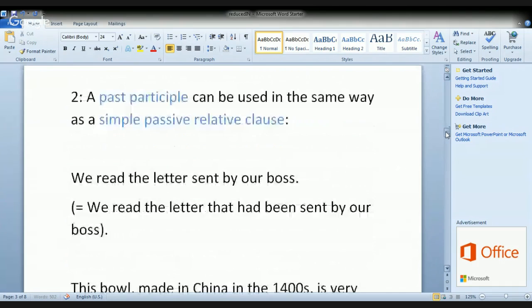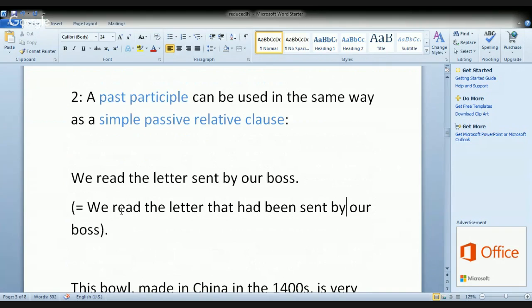Moving down just a little bit. So we have, "We read the letter sent by our boss." So we're changing "sent" here: "We read the letter that had been sent by our boss." Now in the passive, we use a lot of "by," because when the person is important or it's necessary to know who did the action, or maybe you just want to know, that's when we use "by."